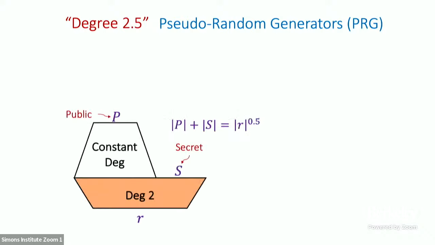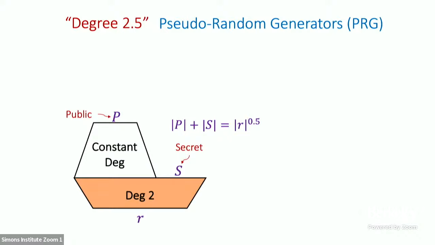Well, this doesn't really make any sense. So let me explain. Here, we're going to split the input to the PRG, the seed, into a public and a secret part. The public part is called the public seed P, and the secret part is called the secret seed S. Again, I want the total length of the public and secret seed to be much shorter than the length of the output, so I gain something.